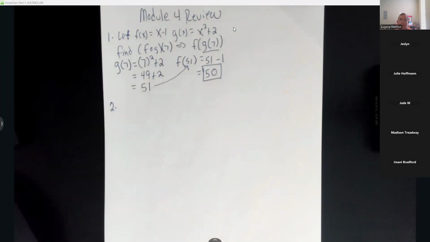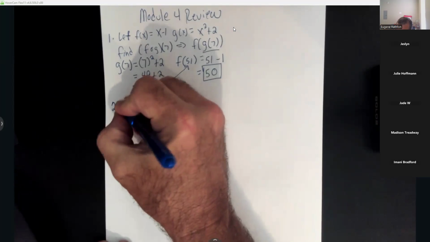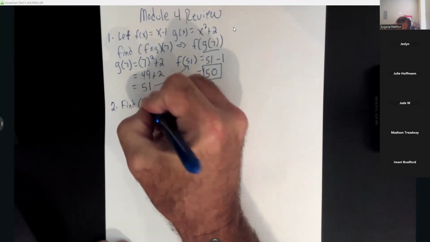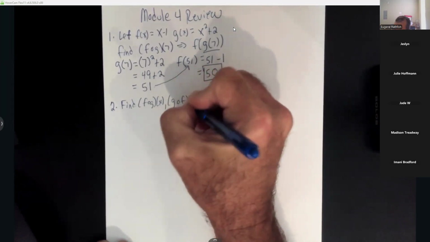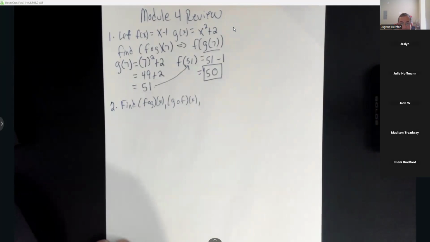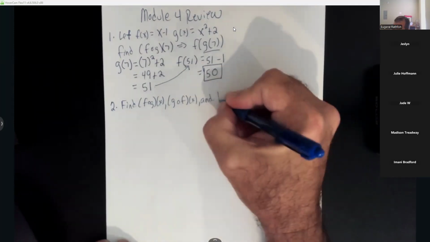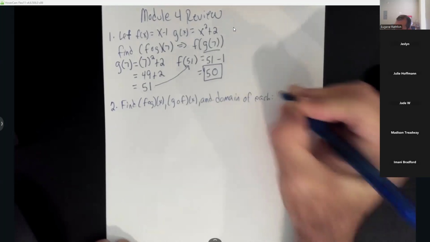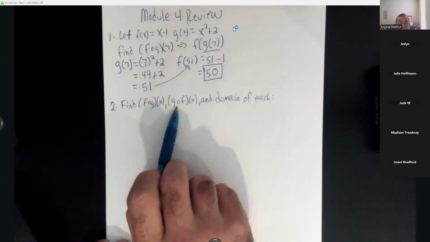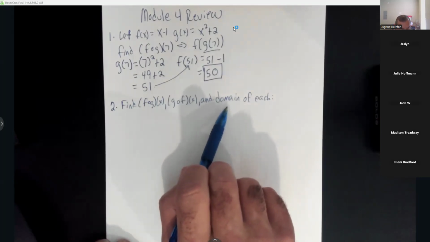Now, 2 and 3 are going to be doing the same thing, except they're not giving me numbers to put into it. And then at the end of these ones, we're going to find the domains. So these ones, we're going to find f composed g of x, g composed f of x, and the domain of each. Okay, so we'll start out doing f of g, g of f. Once we got them two, we'll find their domains, okay?